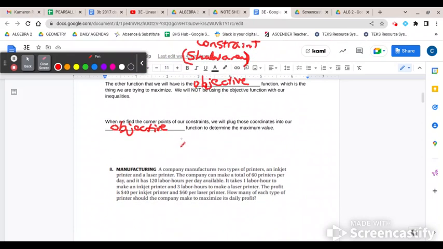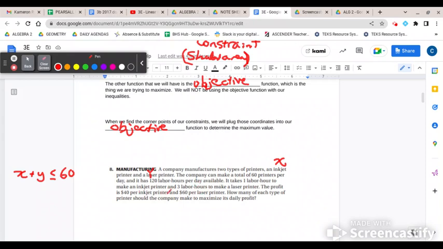Okay, so a company manufactures two types of printers, an inkjet printer and a laser printer. So I'm going to make inkjet X and laser Y. The company can make a total of 60 printers per day. That should give us our first function: X plus Y equals 60, or X plus Y is less than or equal to 60, I should say. We can make 60 total printers per day.